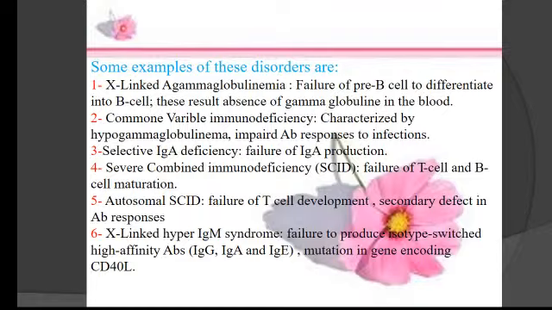X-linked agammaglobulinemia. Some examples of these disorders are X-linked agammaglobulinemia, failure of pre-B cells to differentiate into B cells. This results in absence of gamma globulin in the blood.